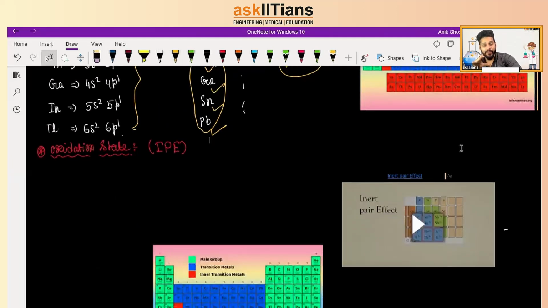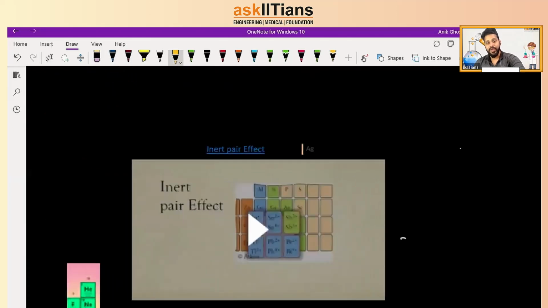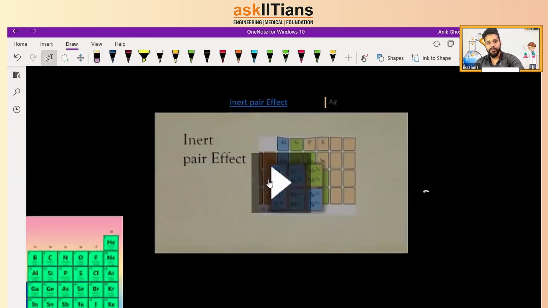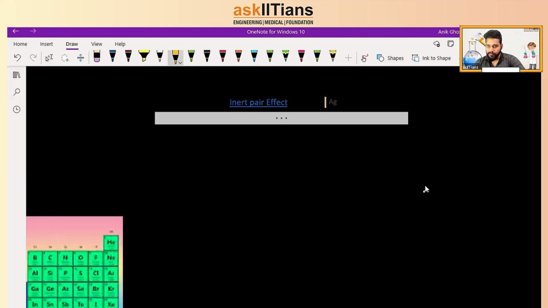Now, the inert pair effect is something that I explained a while ago, guys, in the very beginning of the video. So you can refer to that to understand the inert pair effect again, right? We're going to watch a small recording, a small video on this as well, to get a better understanding of the inert pair effect. So just let me share my sound here.